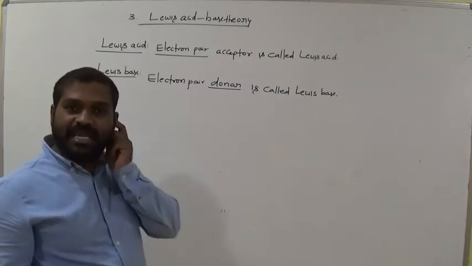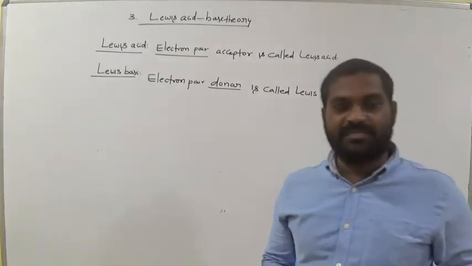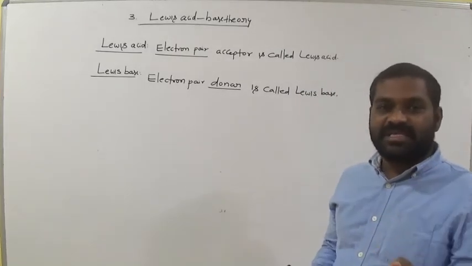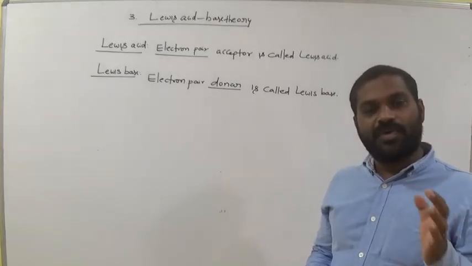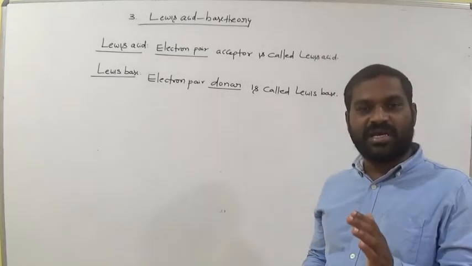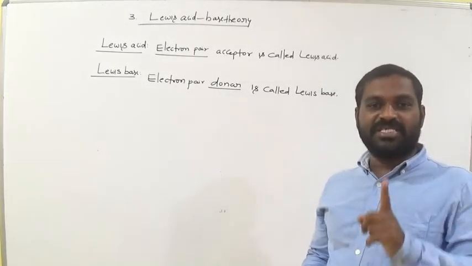In Arrhenius theory, that is with respect to aqueous medium, am I right? If the compound gives H plus in aqueous medium, then it is called an Arrhenius acid. If the compound releases OH minus ion, that is called an Arrhenius base, am I right? In Bronsted base, that is the protonic theory.